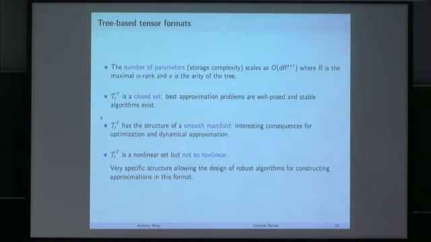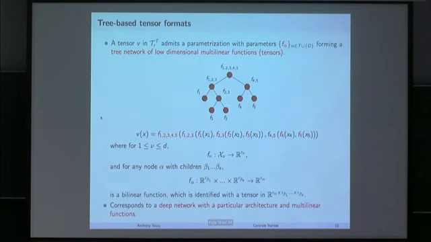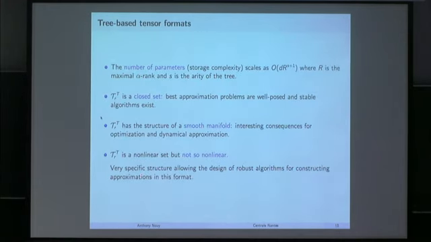Also interesting geometrical properties have been proven. It's a smooth manifold, so there are interesting consequences in optimization and dynamical approximation. And last comment, that I will use now in the algorithm I will present, is that we enter the field of nonlinear approximation with this set. It's not convex. It's a really strange nonlinear manifold, but not so nonlinear in the sense that, in fact, the approximation that you have here is linear in each of the parameters here. Okay, so it's a multilinear approximation. And this very specific structure will allow to design robust algorithms, as I will show you, to find approximations in this format.